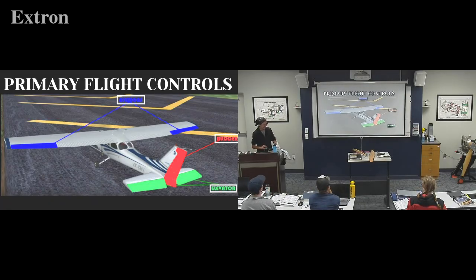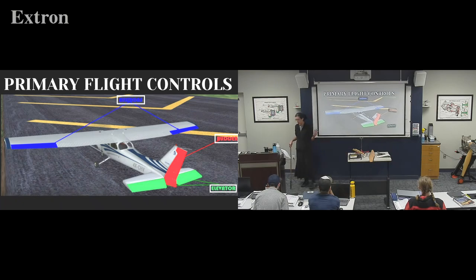Alright, so quick review before we dive into some other things. These are called primary flight controls, what we already went over. Ailerons, rudder, elevator are examples of primary flight controls. Now we're going to talk about secondary flight controls. Secondary flight controls modify the effects of primary flight controls and do not of themselves cause rotation of the aircraft on any of the axes.